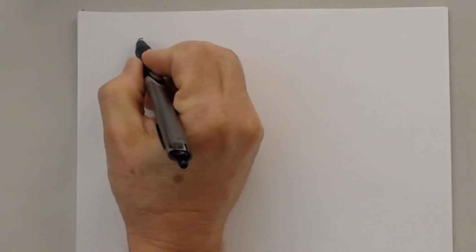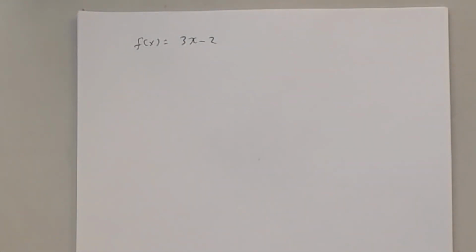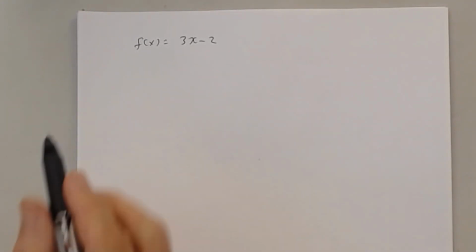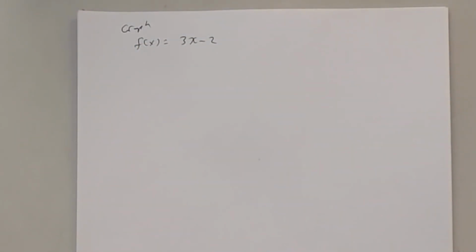All right, so I'm going to graph f of x equals 3x minus 2. Now, we did that the first day of class. Remember that? We did this the first day of class when I asked you to graph this. We used the t-table. Correct? Yes. All right, we used the t-table, and you can use the t-table again.